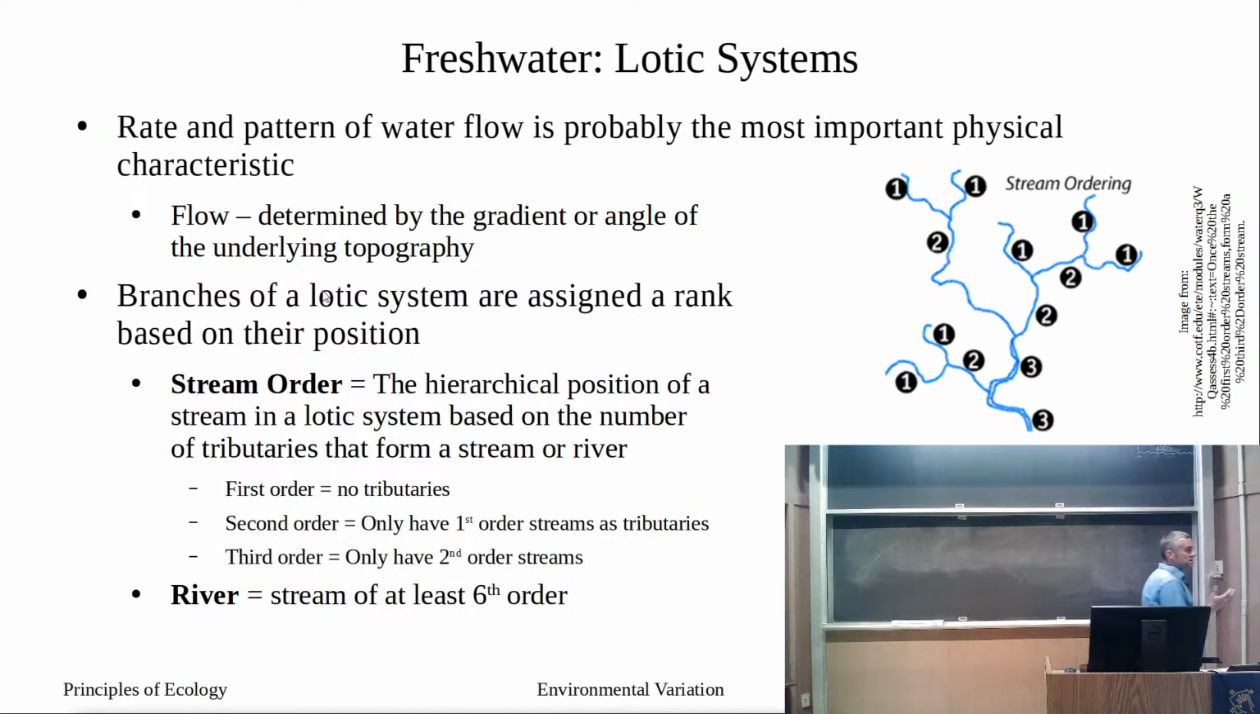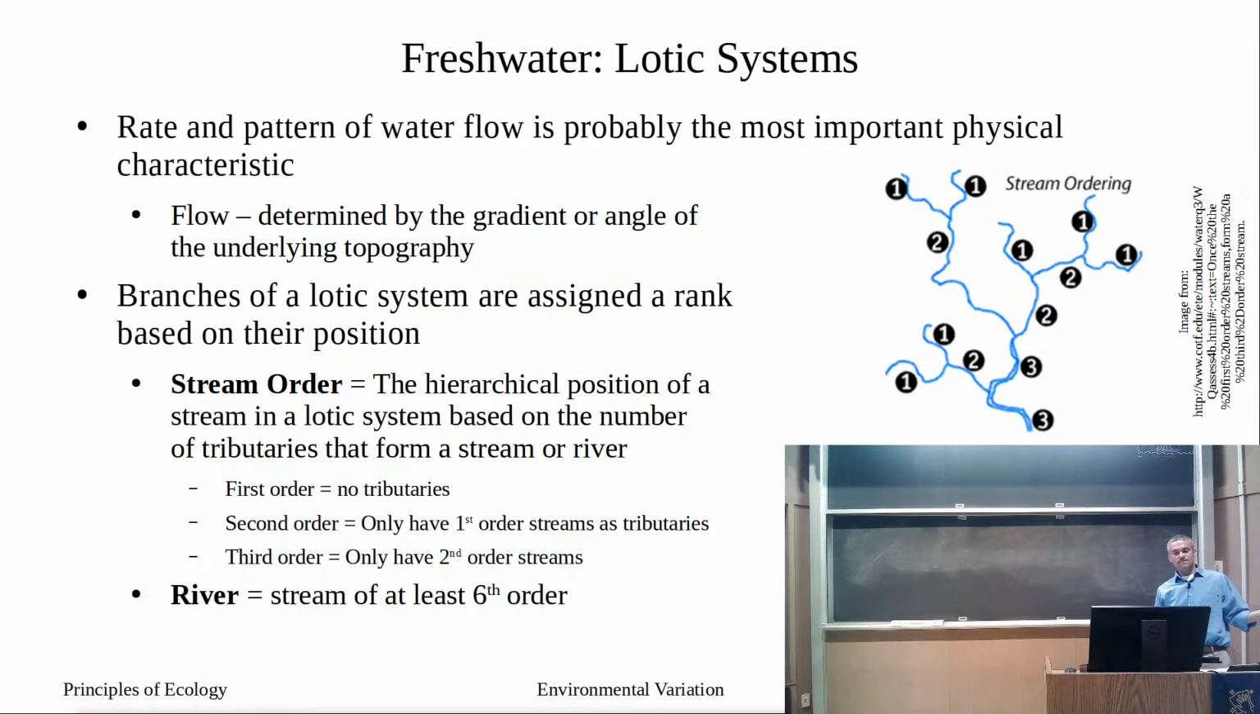All right, so these are the systems, the streams and rivers. They're defined by flowing water. And in these systems, the rate and the pattern of water flow is probably the most important physical characteristic. This flow is going to be determined by the gradient or the angle of the underlying topography. So how steep is that slope? If we have a steep slope, we're going to have high water flow. If we have shallow slope, we have low water flow. Hopefully that kind of makes sense.